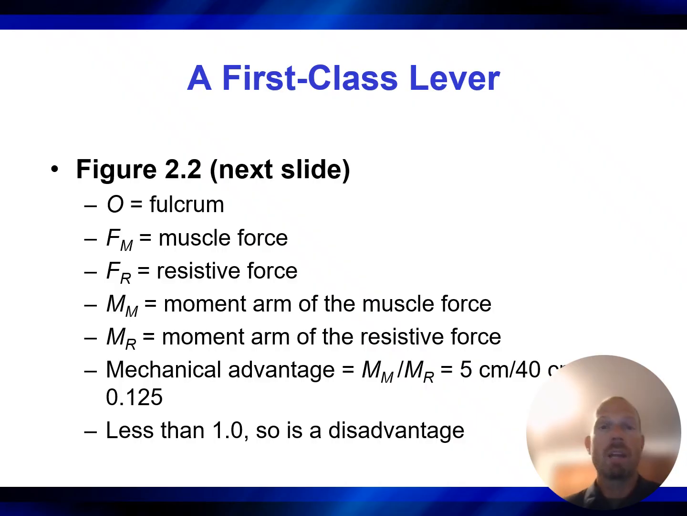Looking at figure 2.2, let's calculate the mechanical advantage here. The muscle moment arm, MM, is 5 centimeters, and the resistive moment arm, MR, is 40 centimeters. Dividing 5 by 40 gives us 0.125. Because this value is well below 1, the muscle operates at a severe mechanical disadvantage.